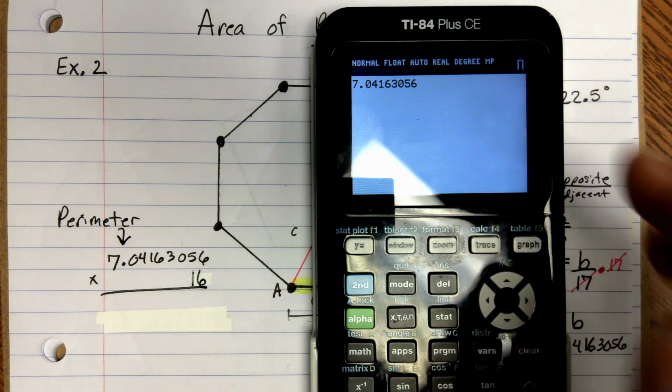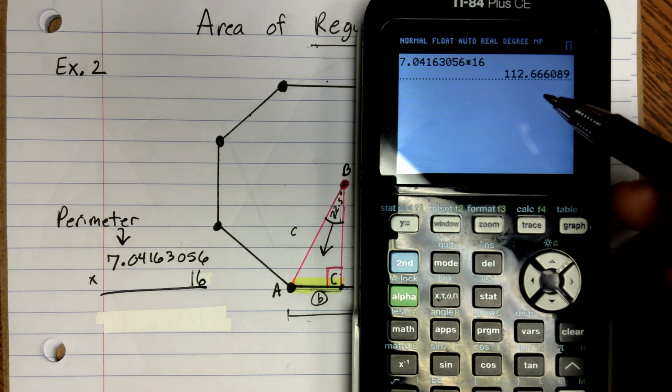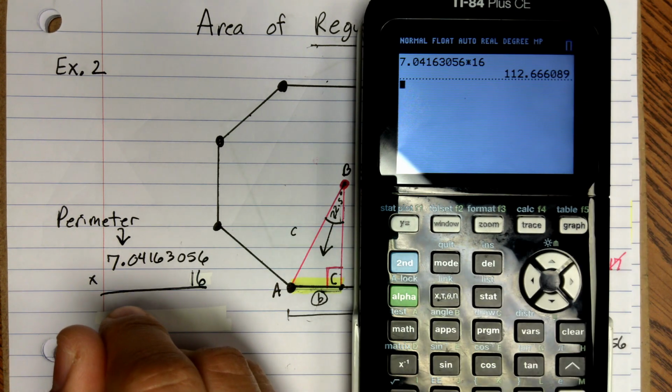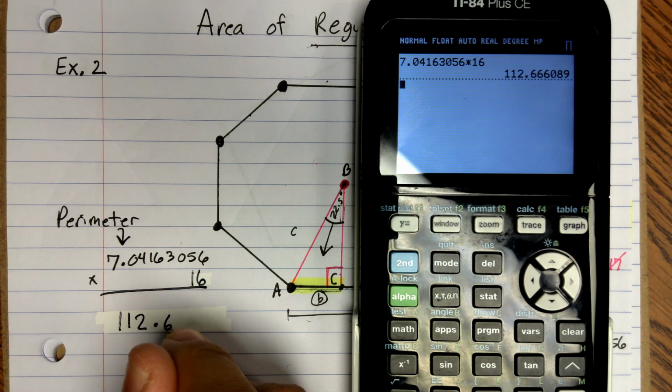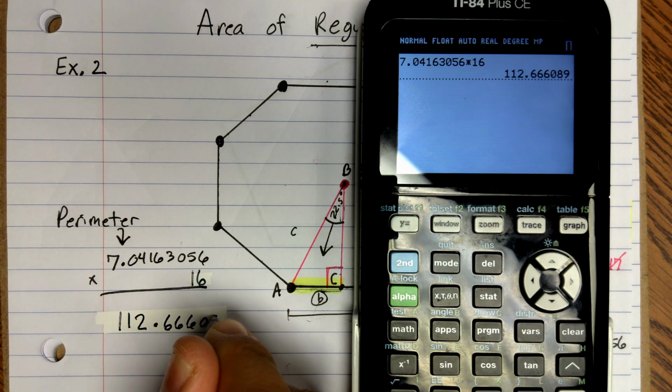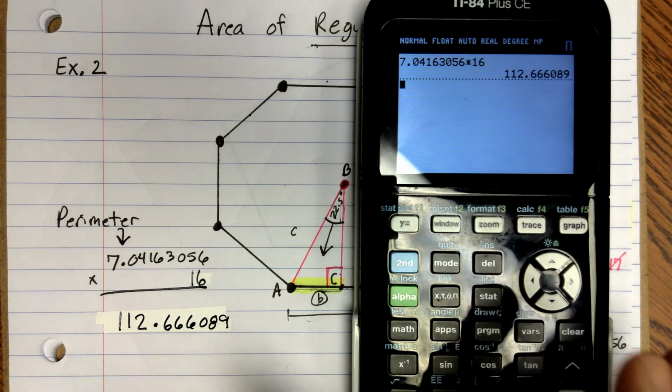So I'm going to take that number, 7.04163056, and I normally don't type it in, but I accidentally hit delete when I was moving my calculator. So I'm typing it in this time. I'm going to multiply that by 16, and it gives me 112.666089. So let me write this down.